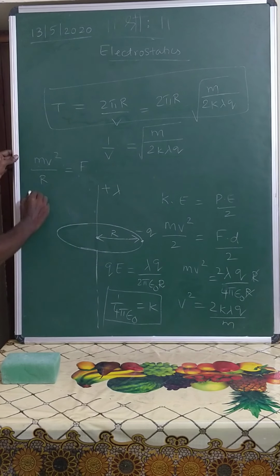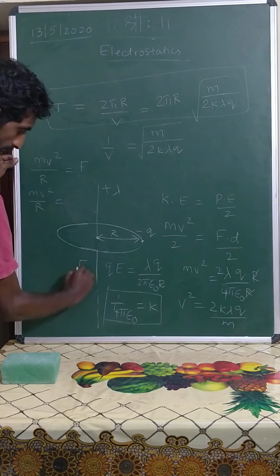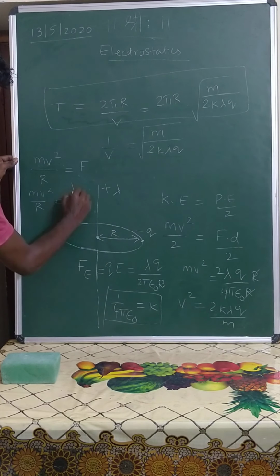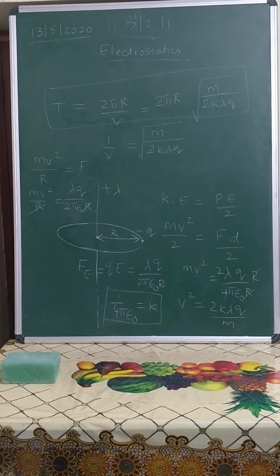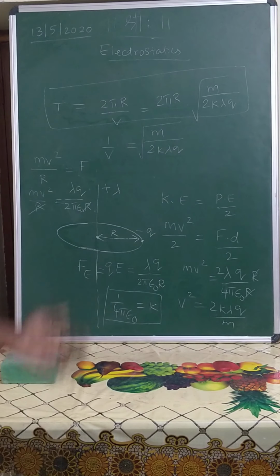So the force we can write as mv squared by r. The electric force here is lambda q by 2 pi epsilon naught r. On rewriting, r will be cancelled, so you get the same thing. So this is the other way of finding the time period.